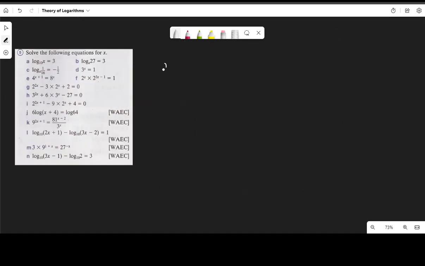Move on to D. D is 3 to the power of x equal to 1. To make the bases equal here, we know that any number raised to the power of 0 is 1. So I'm going to make this 3 to the power of 0. These are equivalent. Now the bases are the same, which implies x is equal to 0.